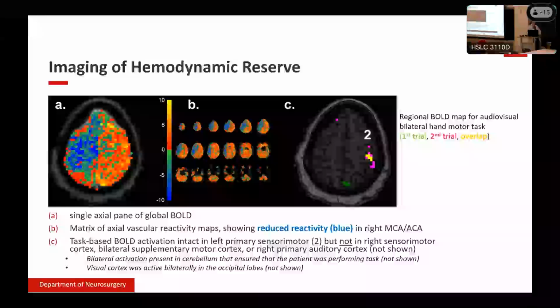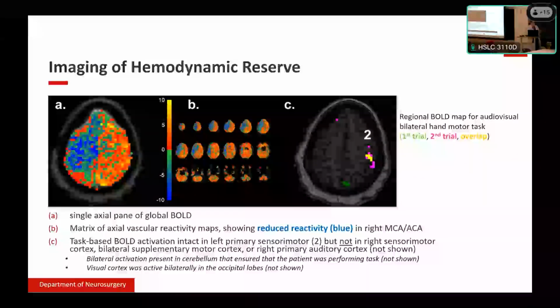On panel A, that is a single panel of global BOLD. So this is where you're looking to see where there are areas of global lack of hemodynamic reserve. B is what you see in sequence, because if you were to scroll through all of the pictures, that's what it's going to look like. So you actually do end up with all of the slices throughout the brain. And C is the functional MRI. This is the task-based BOLD activation.